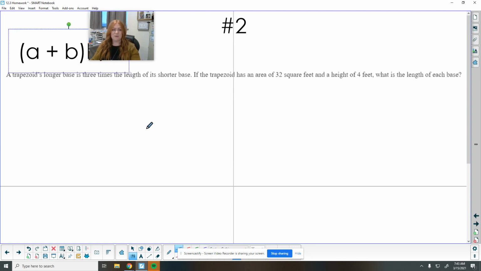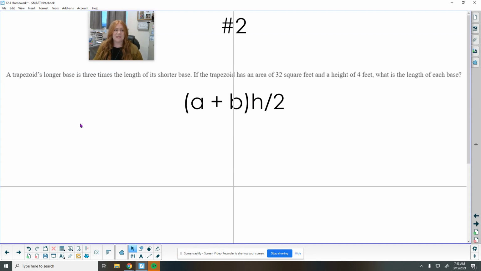Okay, number 2, I'm going to pop that formula up here for us. A trapezoid's longer base is 3 times the length of the shorter base. So we've got the shorter one, and we've got the longer one. This one is 3 times this shorter one here. The trapezoid has a total area of 32 square feet. So this equals the area, and we know the area is 32.